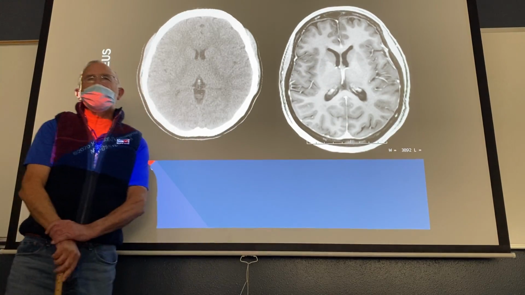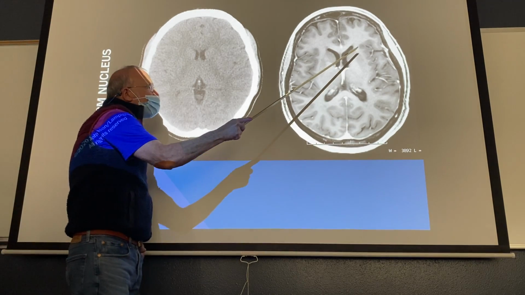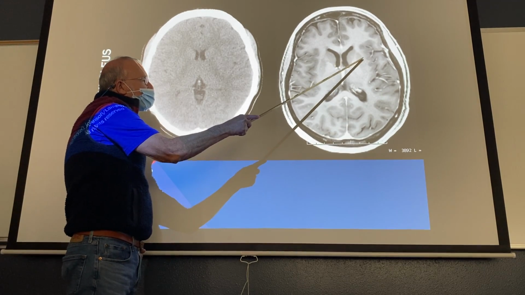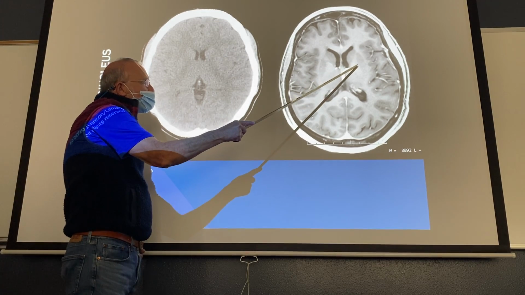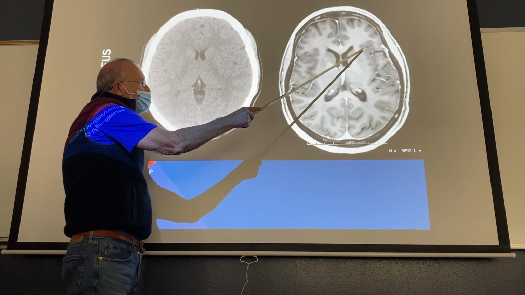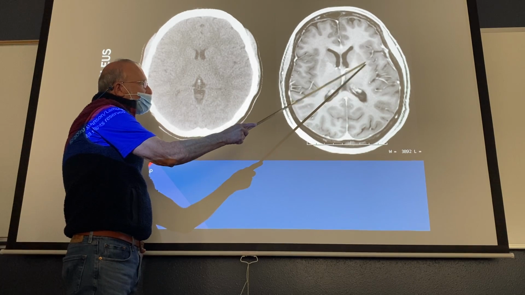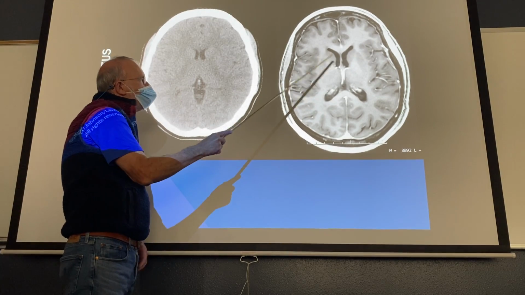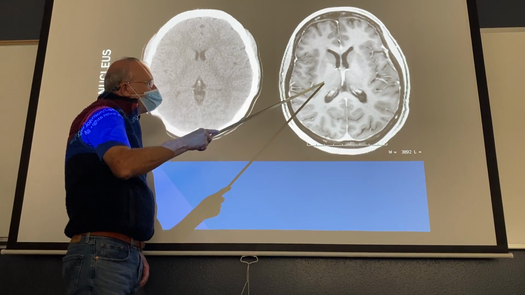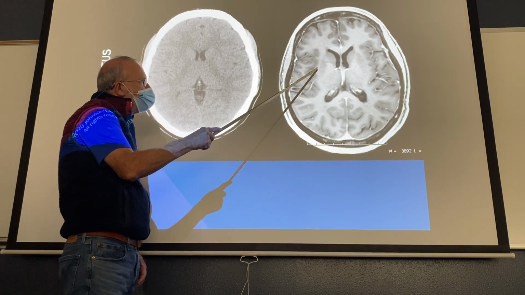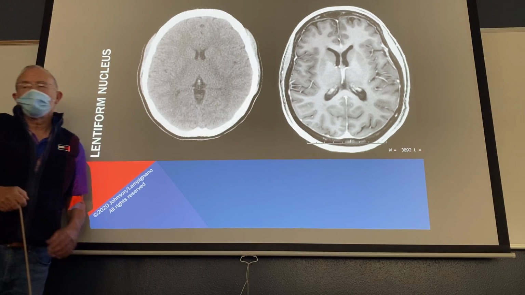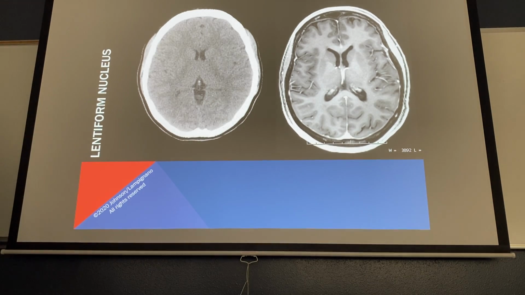Two major bands of white matter tracts, one found between the head of the caudate and lentiform nucleus, somewhat of a boomerang appearance, is going to be internal capsule here. External capsule is going to be found lateral to the lentiform nucleus. On this side, internal capsule. Over here, lentiform nucleus. Outside of it is going to be the external capsule.